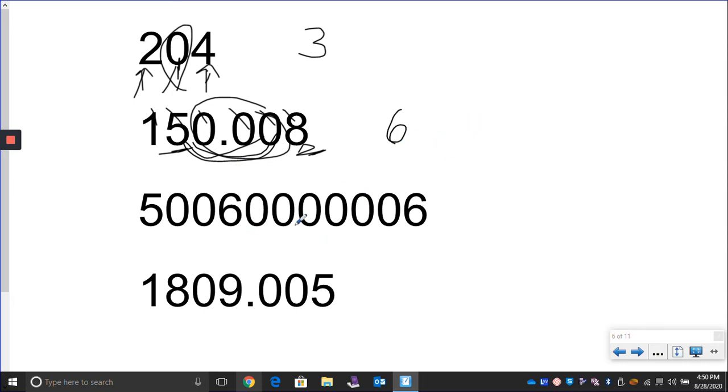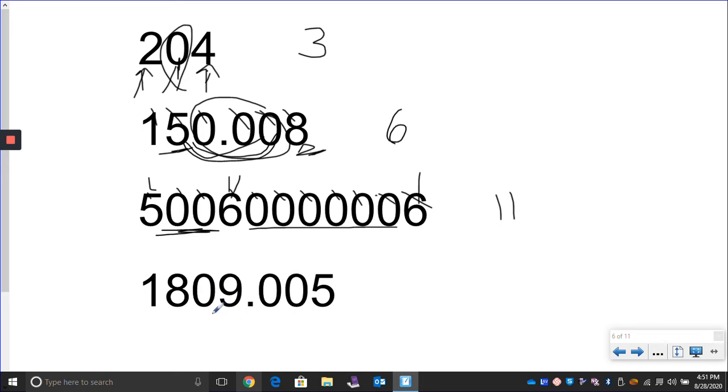Here we have some sandwiches. We have some zeros sandwiched between my 5 and my 6. Those would all count. Then we have zeros that are sandwiched between this 6 and this 6. So every single number there is significant. So 1, 2, 3, 4, 5, 6, 7, 8, 9, 10, 11. 11 significant figures in our measurement.